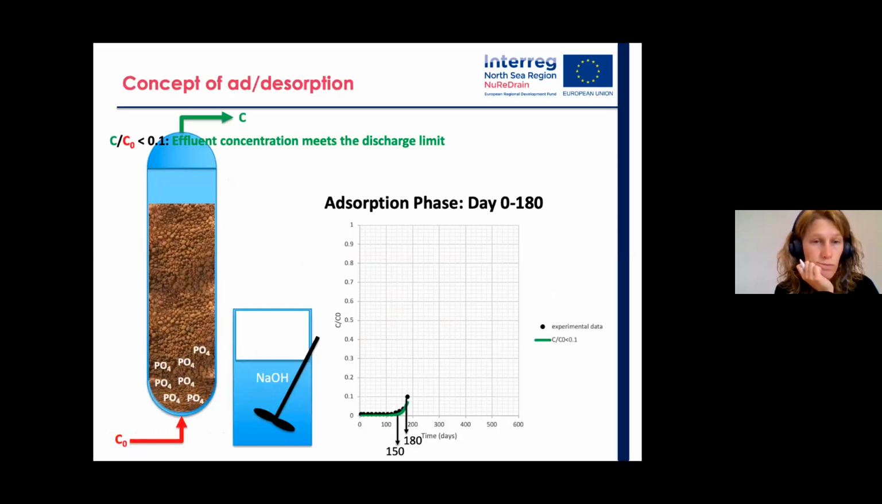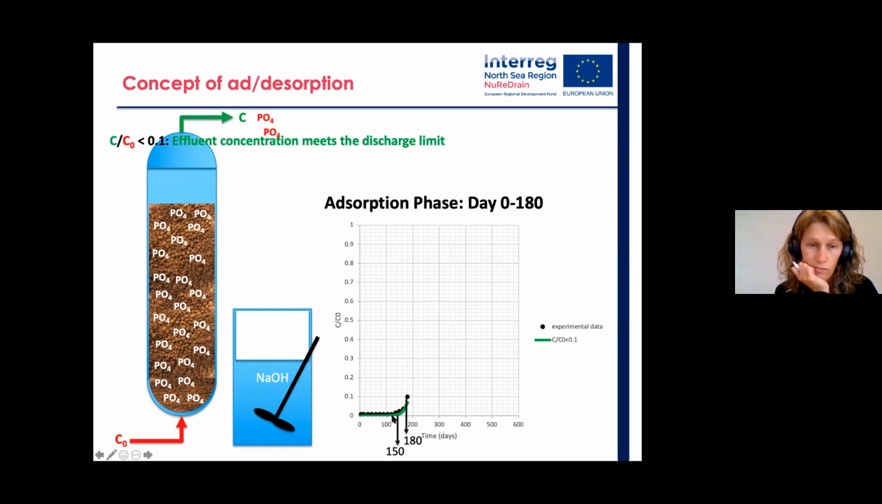So this brings us to the concept of adsorption and desorption. We did a lot of column testing. In the lab, these columns are very small. Els showed us a picture of our column setup in the lab. As you can see, the phosphorus is fed in an upflow manner. And after a while, the whole adsorption material is saturated, and some phosphorus will end up in the effluent of the column.